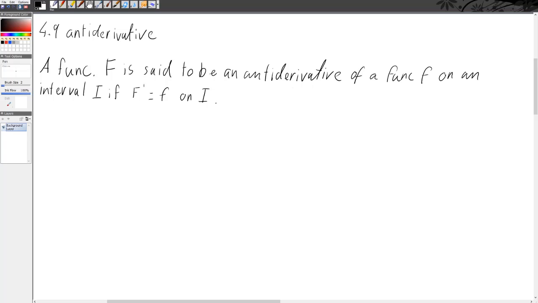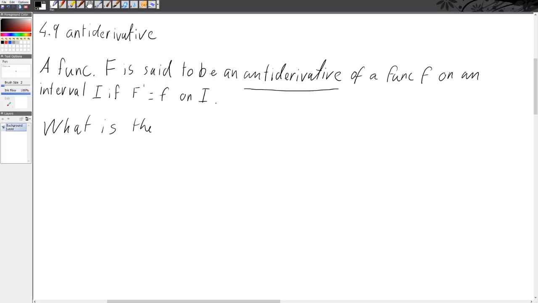Alright, so for section 4.9, we want to talk about what is called the antiderivative. A function capital F is said to be an antiderivative of a function little f on an interval I if the derivative of capital F is equal to little f on I. Intuitively, you want to think of this as the inverse of taking a derivative.